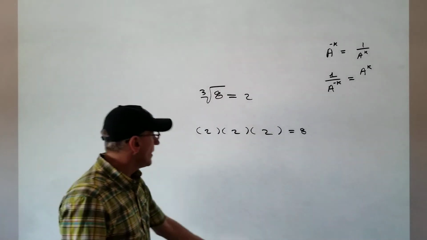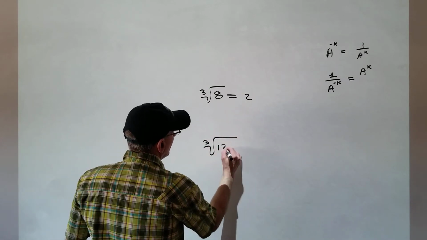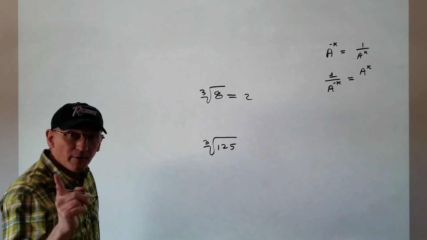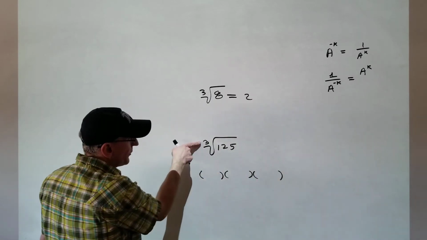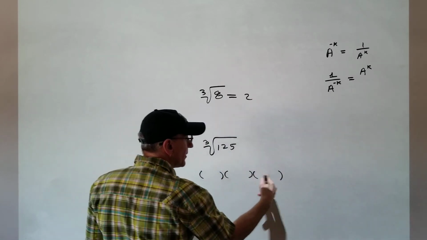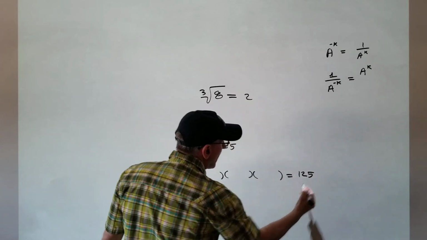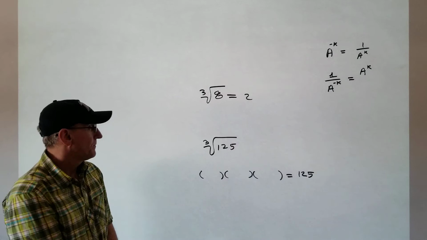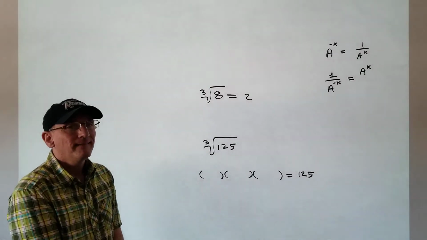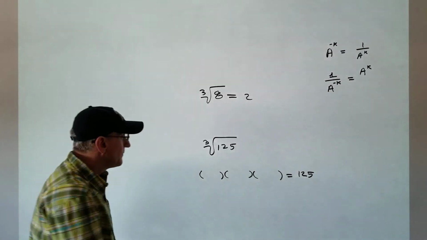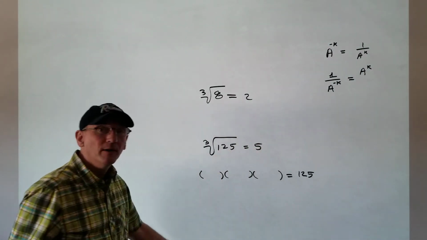What's the cube root of 125? Well, it's the answer to this question. The 3 tells you how many factors you're supposed to have. The 125 tells you what those 3 factors are supposed to multiply to make. Can you think of a number that multiplies by itself to make 125? Yeah, 5. 5 times 5 times 5 is 125, so the cube root of 125 is 5.